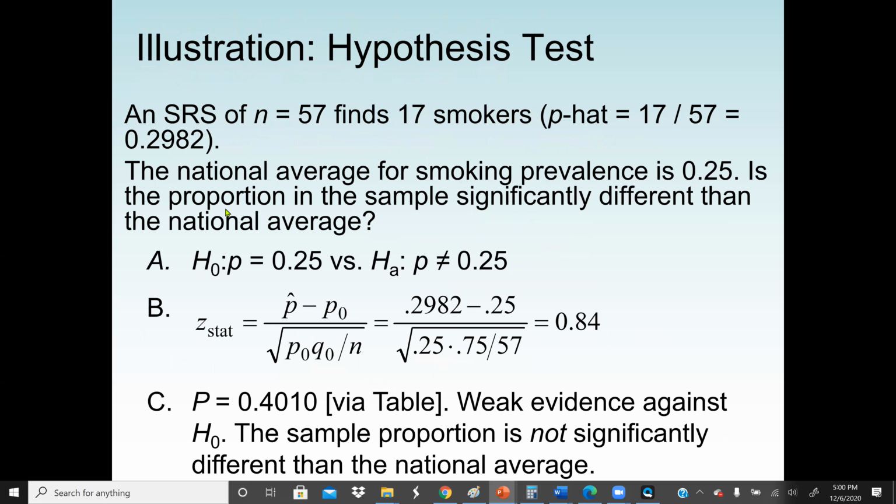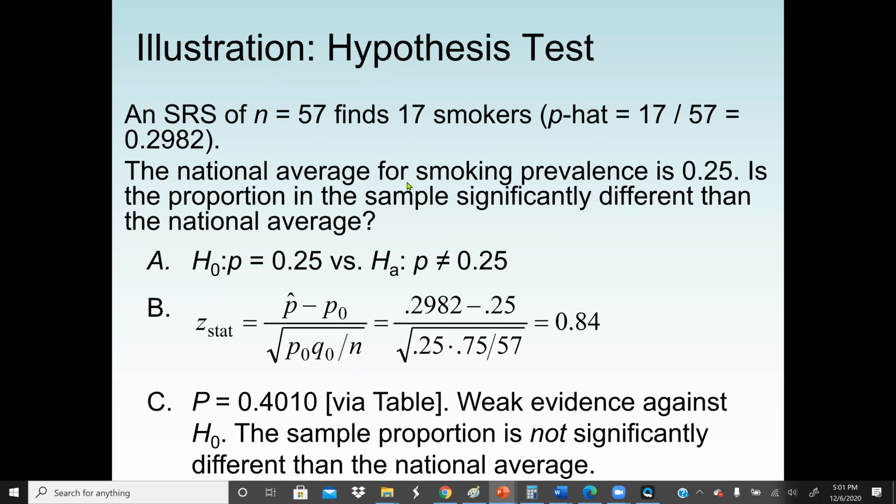So let's see an example here. Here we have a data set and we collected a sample of 57 using the simple random sample method. And we found out that 17 of them were smokers. So we find the p-hat first. The p-hat will be 17 divided by 57. Now, the national average for smoking prevalence is 0.25.